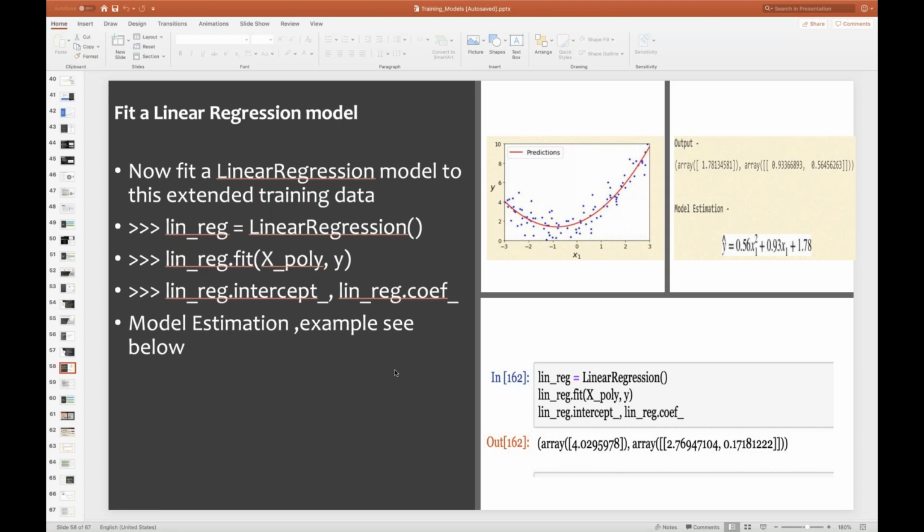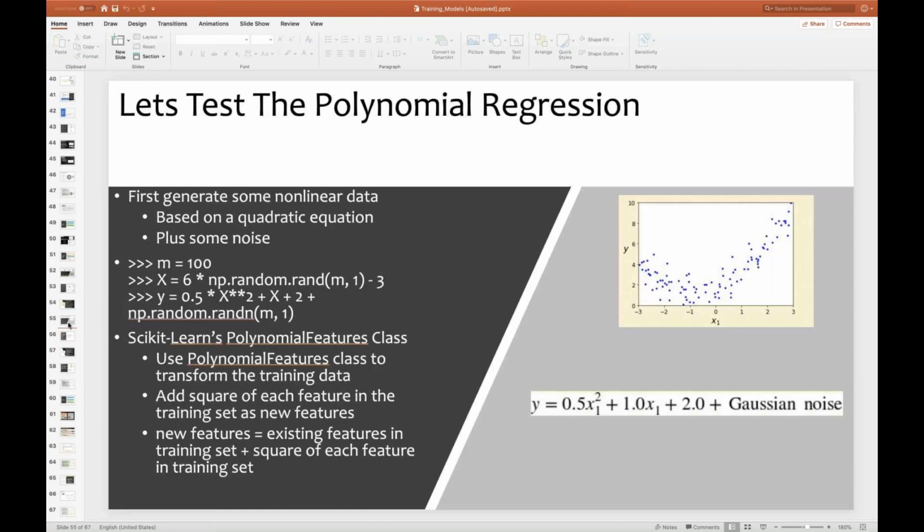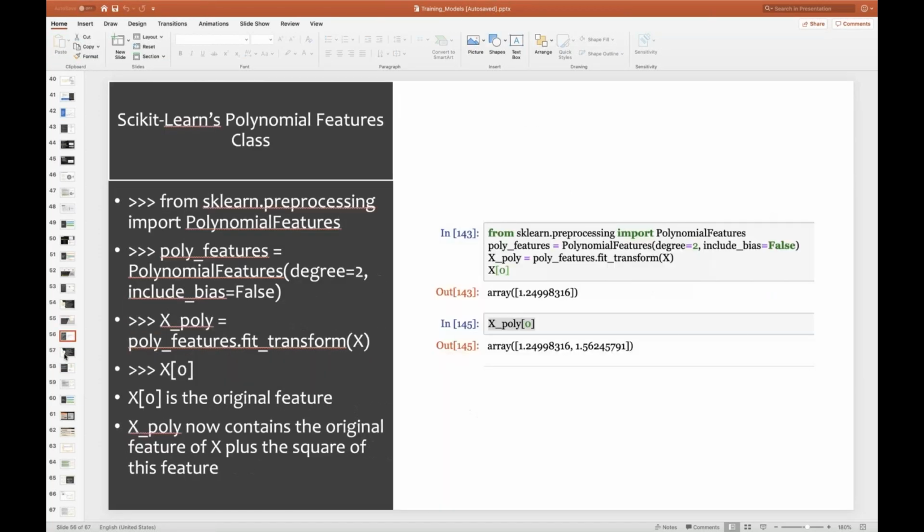Now, fitting a linear model. Now fit a linear regression model to this extended training data. We'll compare linear regression versus polynomial regression.